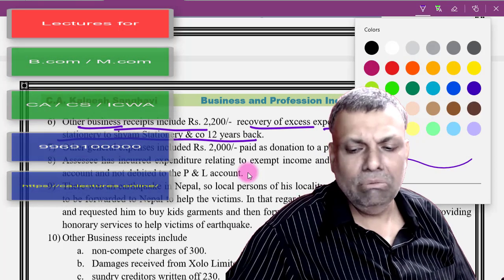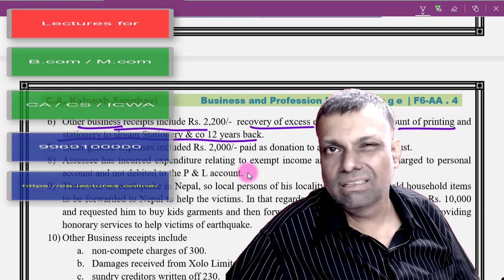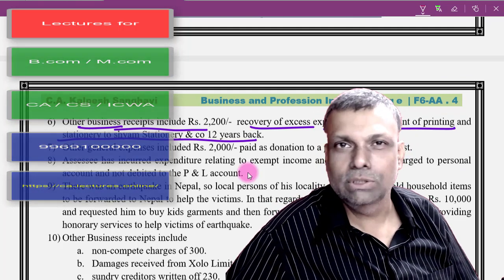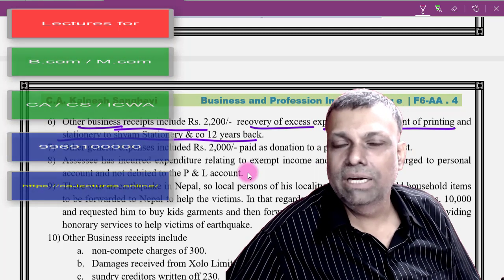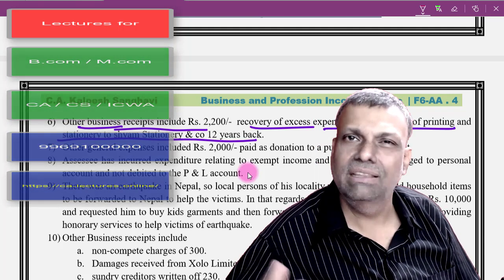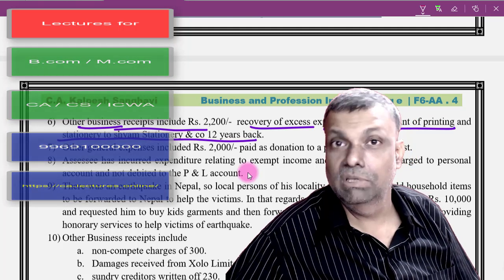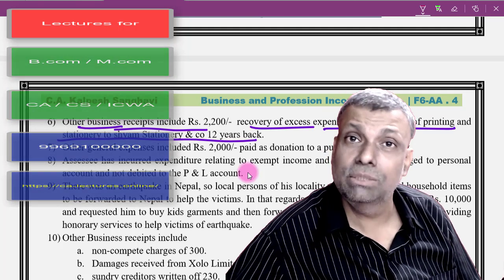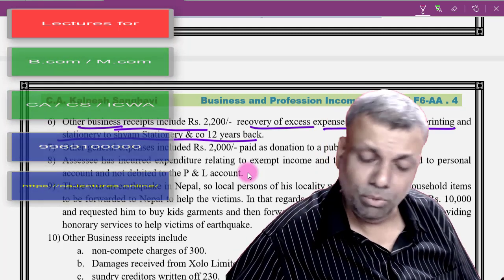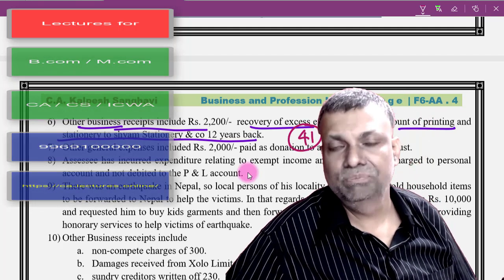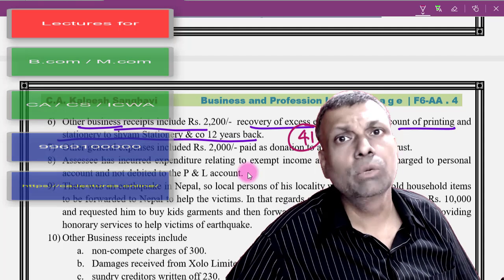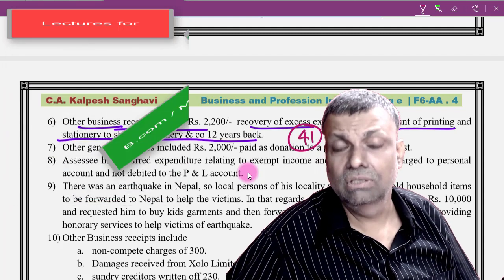Now, a very, very important concept. As I already told you, in the initial few questions and initial few hours, I will spend time to explain hardcore basic things, and thereafter I will go at a little bit of extra speed from the questions point of view. Now, first of all, Section 41. Let me tell you, Section 41 is another principle, another concept.